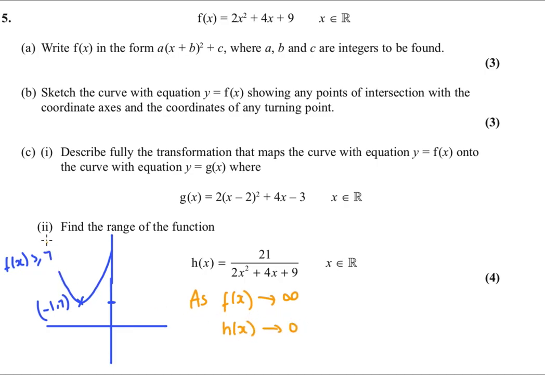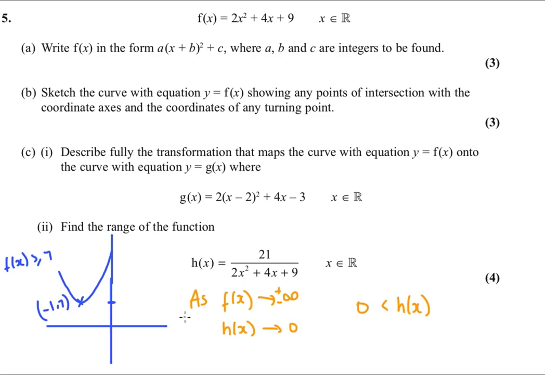And that's going to happen for the negative infinity values as well. So as f of x tends to positive or negative infinity, h of x is going to tend to 0. So that's going to be the smallest value that h of x can be, 0, but not equal to. It's never actually going to get to 0 because it's never actually going to get to infinity.